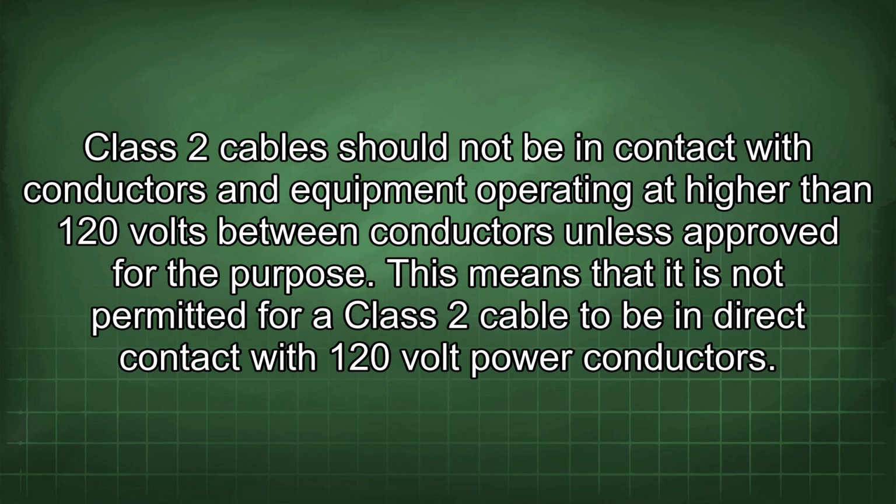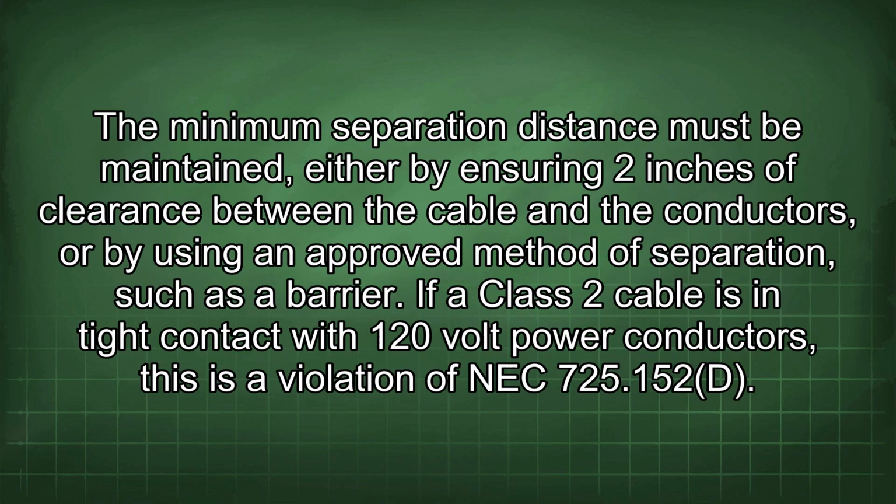This means that it is not permitted for a Class 2 cable to be in direct contact with 120 volt power conductors. The minimum separation distance must be maintained, either by ensuring 2 inches of clearance between the cable and the conductors, or by using an approved method of separation such as a barrier.